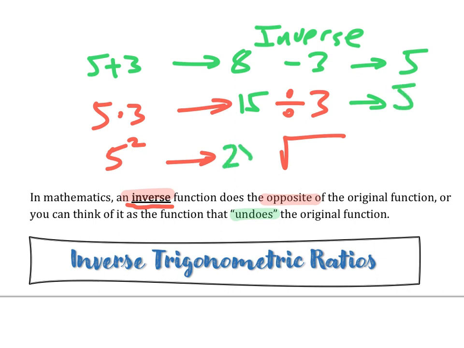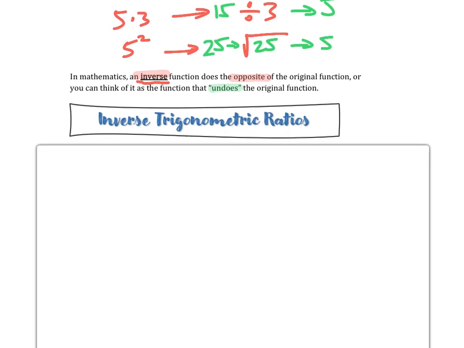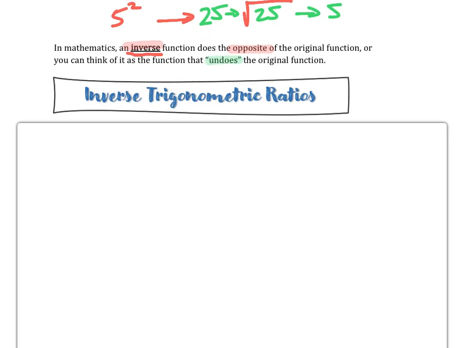5 squared takes us to 25. And if we square root 25, then that gives us 5. Okay, so these are inverse operations of these things that are going on over here. All right, so inverse is something that is the opposite or undoes. So now we have trig ratios, sine, cosine, and tangent, and we need to go backwards.